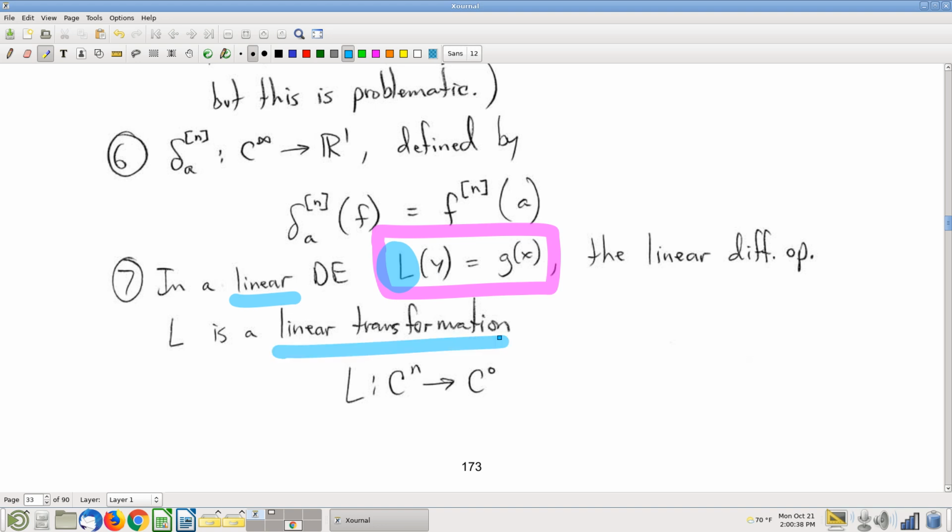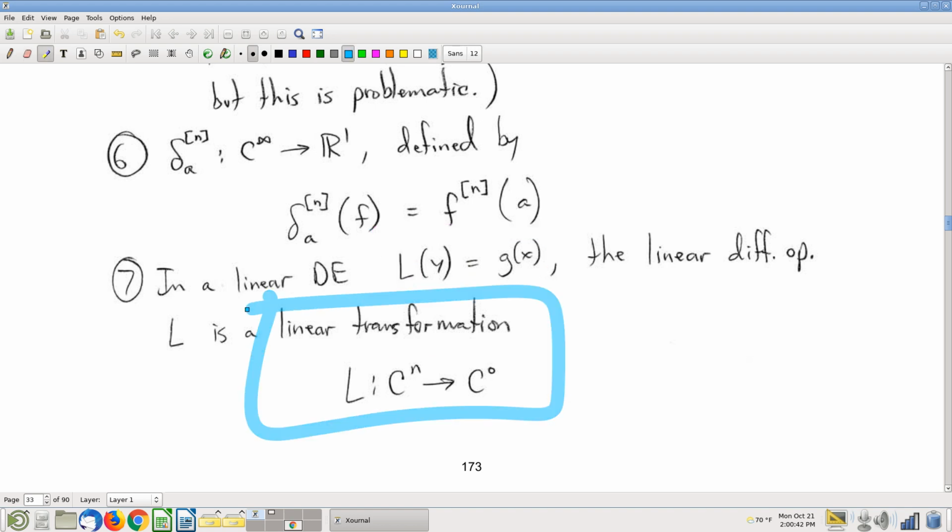Okay, but this is a linear transformation from C^n to C^0. And you can look back to the first page of the lecture notes on chapter 4 to see those details.